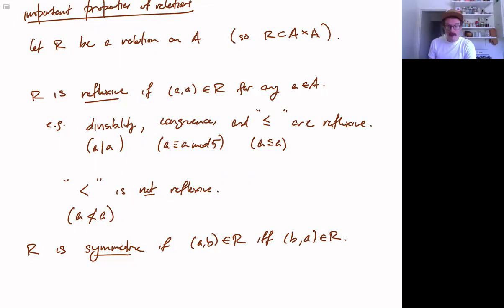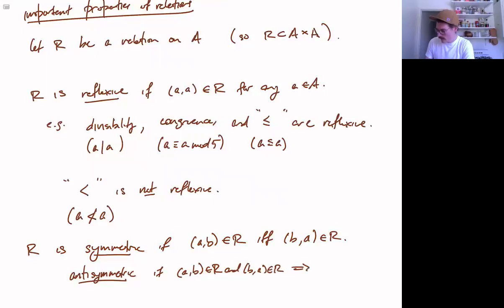And there is a related definition, anti-symmetric, which means if you have (a, b) and (b, a), then a must equal b.